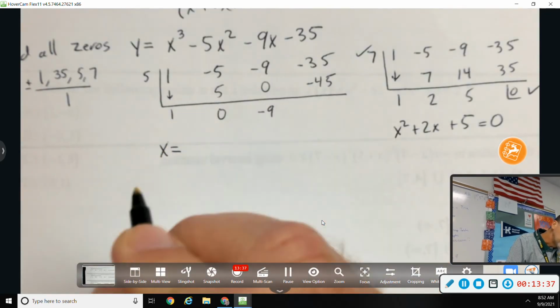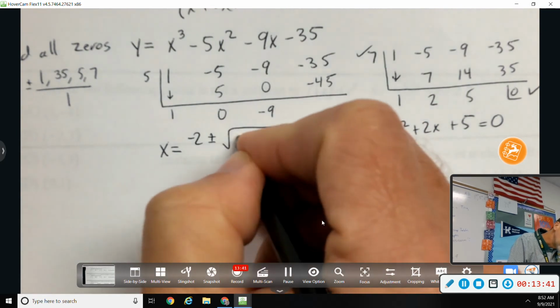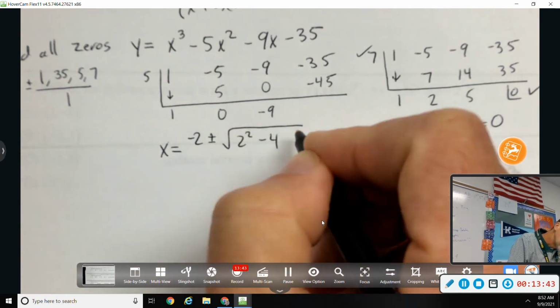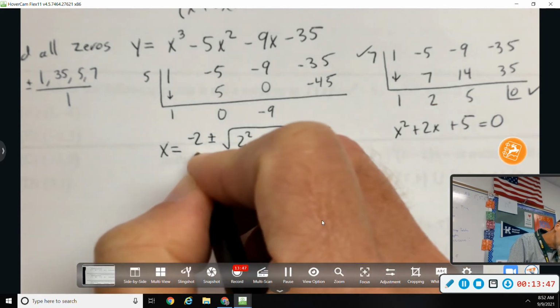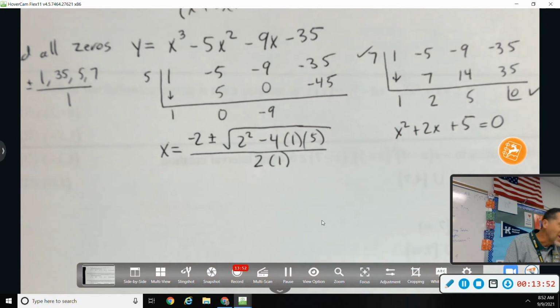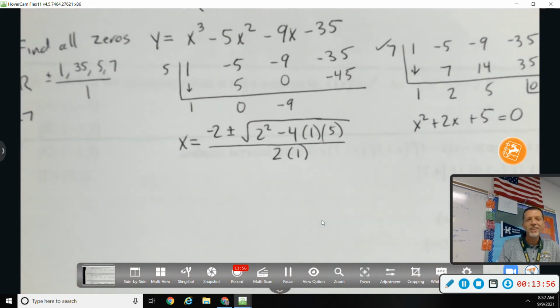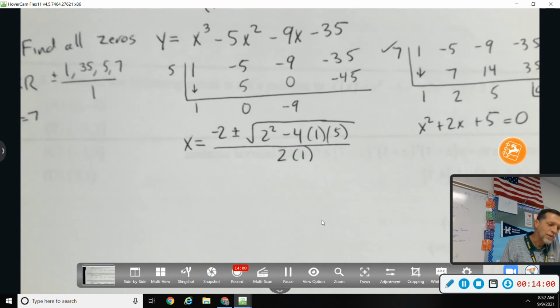X equals negative b plus or minus the square root of b squared minus 4ac, all over 2a. You gotta sing it with more enthusiasm than that. All over 2a. Can't just mumble monotone. All over 2a. You gotta commit to it.